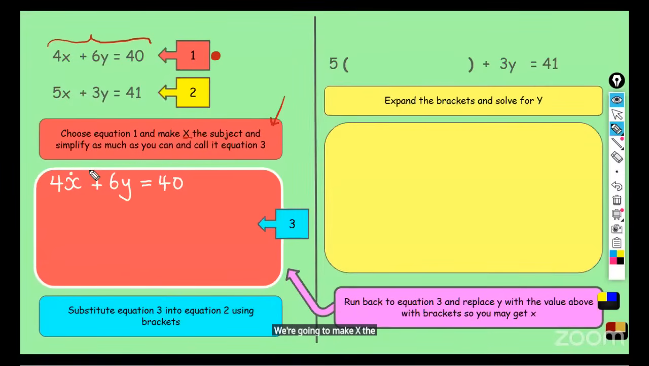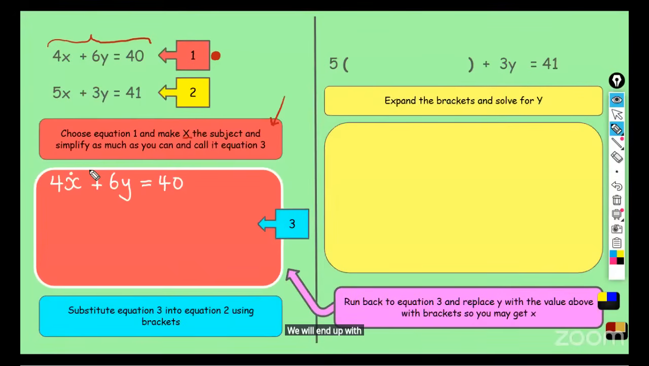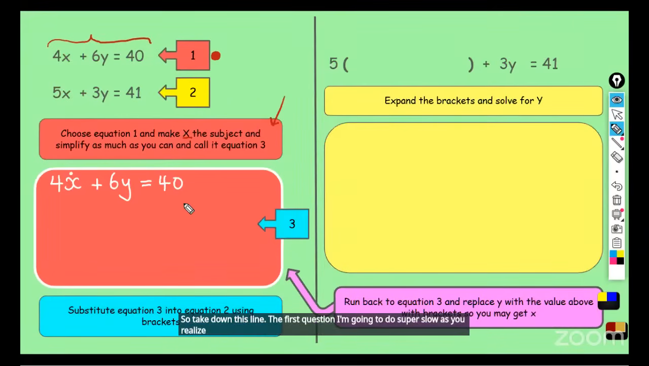And why? Why are we making x the subject? Because x has the good number next to it. And because he has a good number next to him, when we make x the subject, we will end up with nice numbers. We don't want scary numbers. So take down this line. The first question I'm going to do super slow, as you realize. Super, super slow.